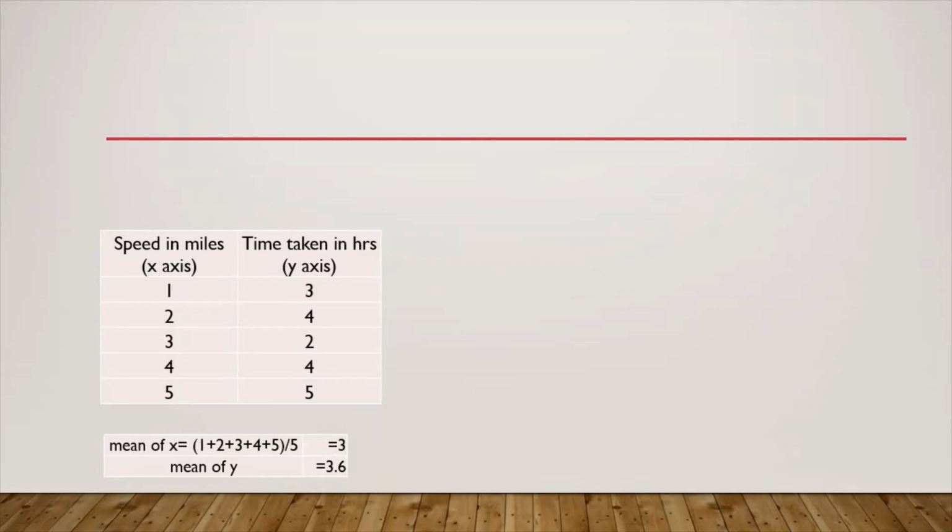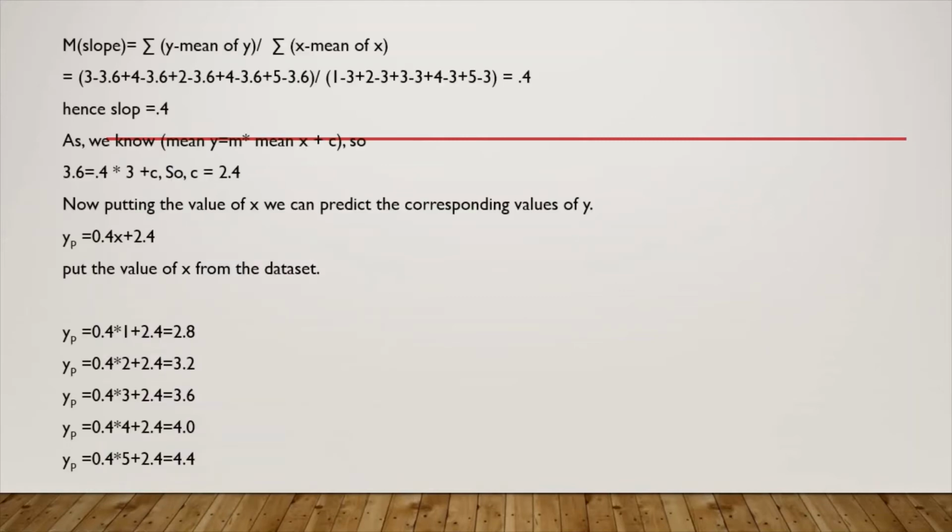For that we need to calculate the mean of x and the mean of y. It is simple: 1 plus 2 plus 3 plus 4 plus 5 divided by 5, as these are the 5 occurrences. And to get the mean of y, 3 plus 4 plus 2 plus 4 plus 5 divided by 5, and these are the values we have got.